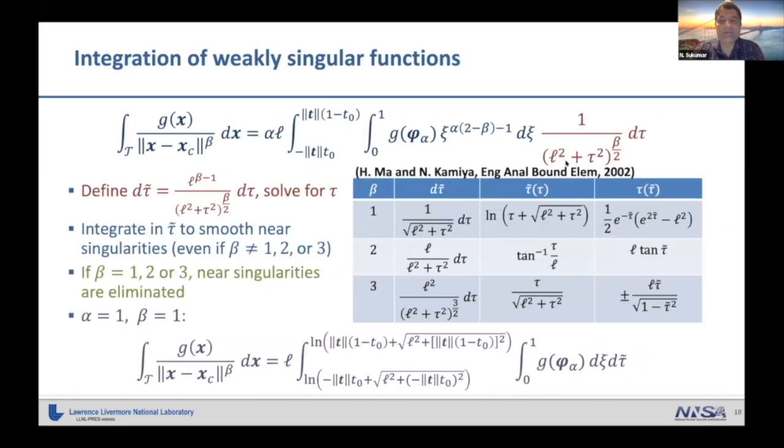which is L squared plus tau squared. So when L is very, very small, there could still be a near singularity, as in the previous picture which I showed. Then we resort to how you stretch it out. So essentially the idea is to stretch it out, and that goes back to the work of Ma and Kamiya in engineering boundary analysis and boundary elements.